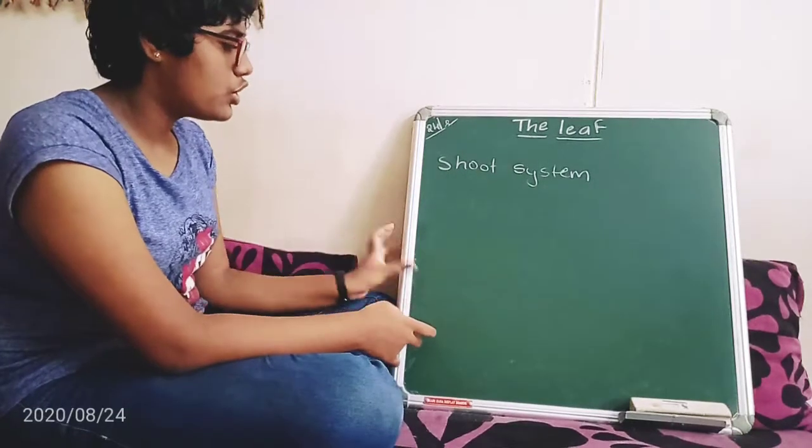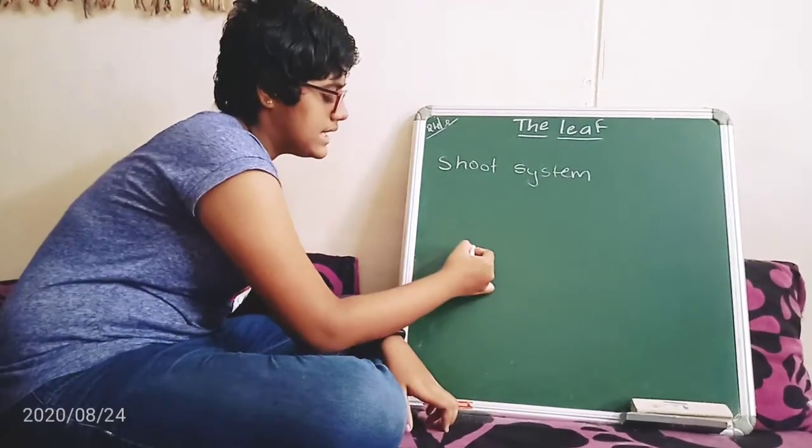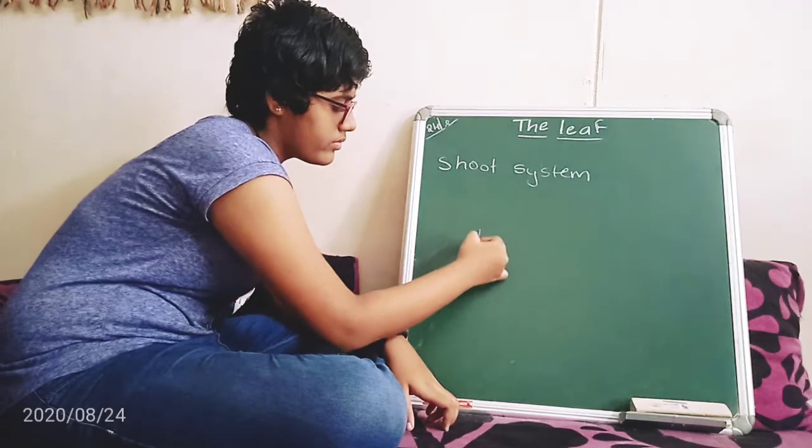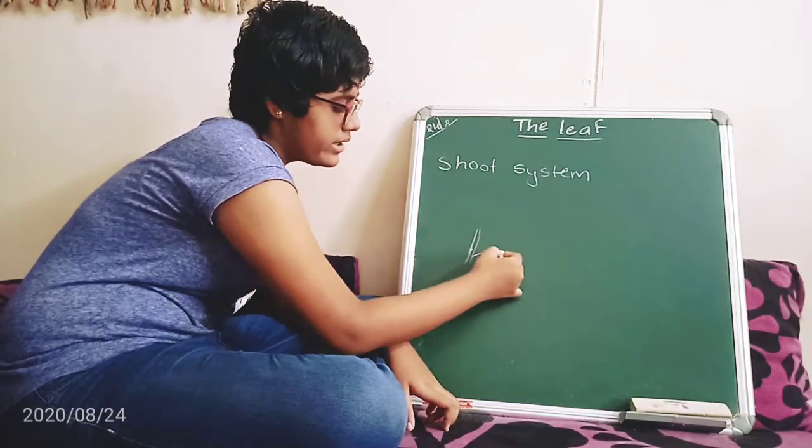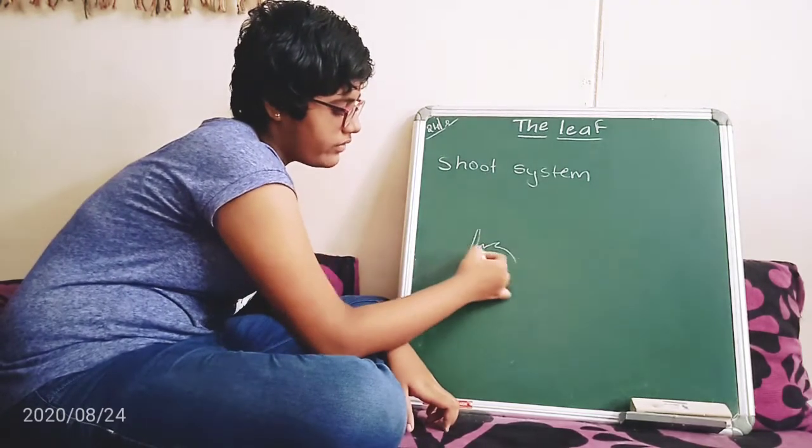Now I am going to show the diagram. See, this is the stem, a small plant. This is the leaf.